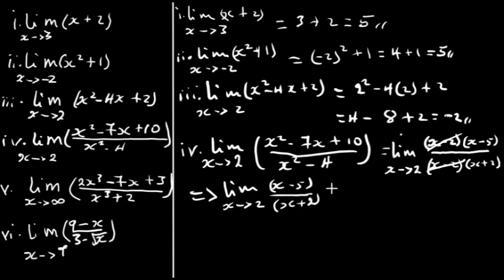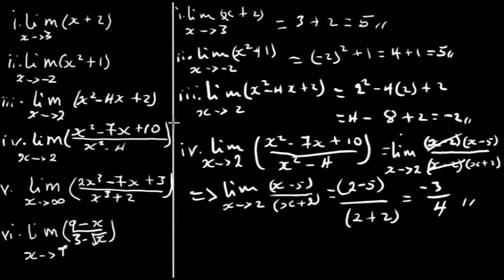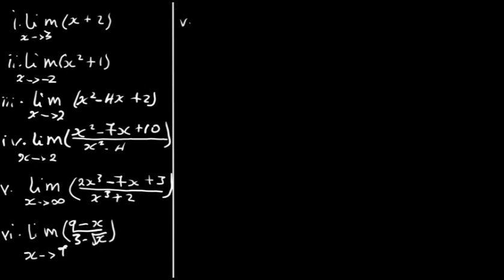Here there's no way we can further simplify it. So up to this stage, we can go ahead and plug in our 2. Plugging in the 2, it's going to be 2 minus 5, all divided by 2 plus 2. And 2 minus 5 is negative 3, divided by 4. So this is our final answer for question 4. Alright, let's solve our fifth one.